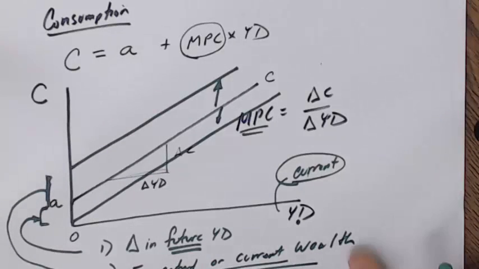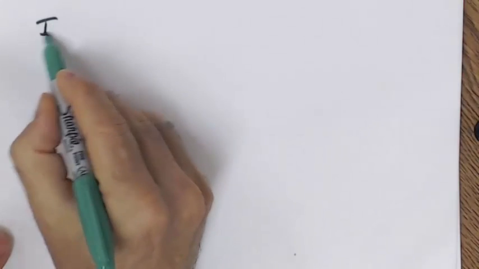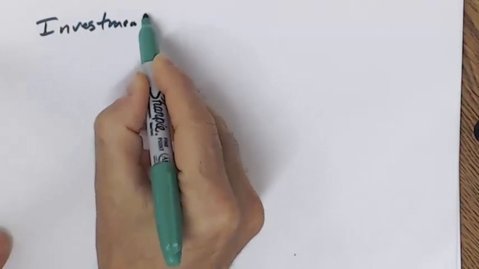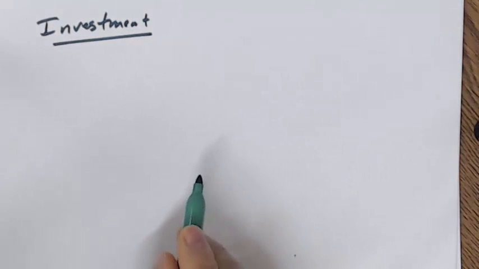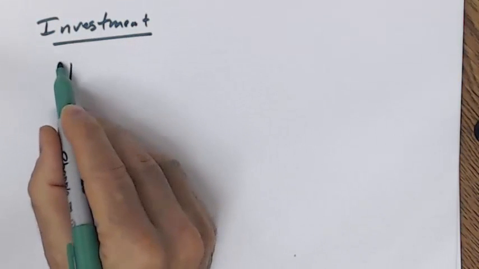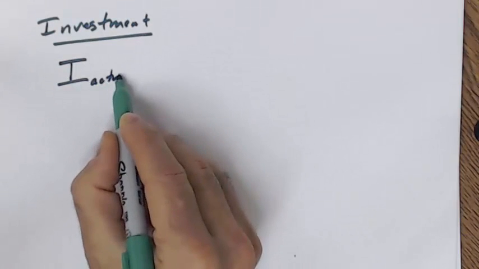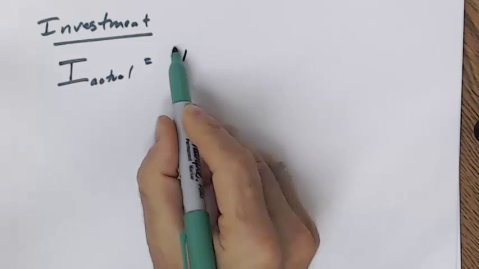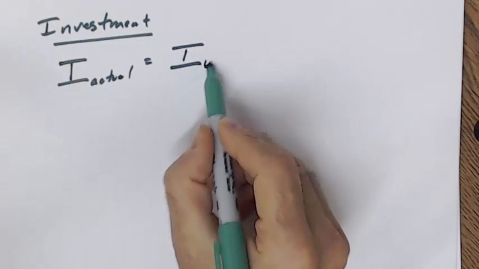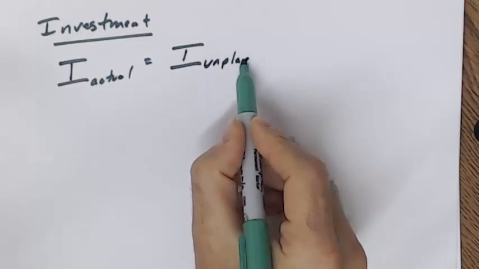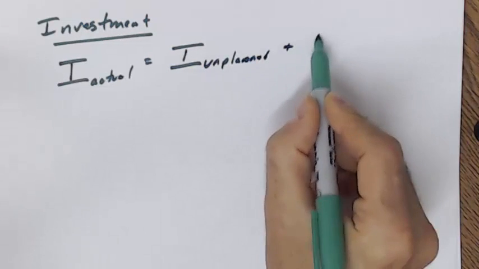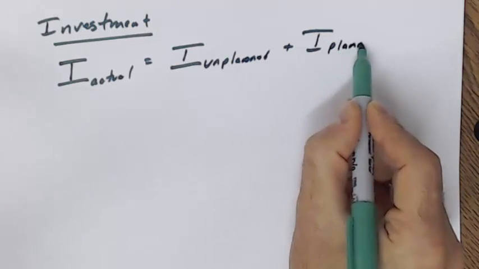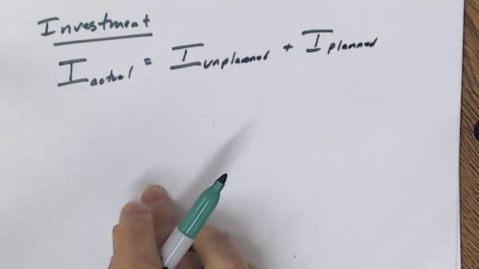Now, we need to look at investment spending. So let's look at investment spending more closely. The important thing, and we have to distinguish here, is that you have actual investment by firms, which is composed of unplanned investment, and I'll define that in a second, plus planned investment. So what we're going to do is break out investment into two components.